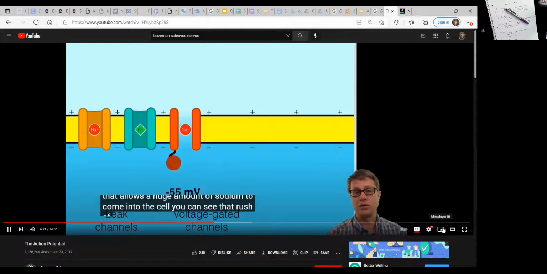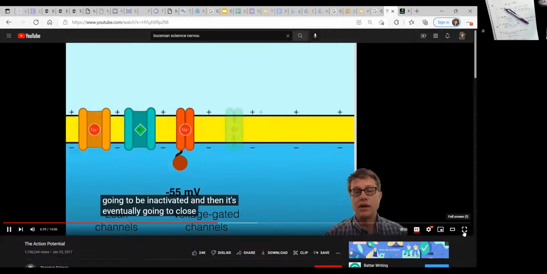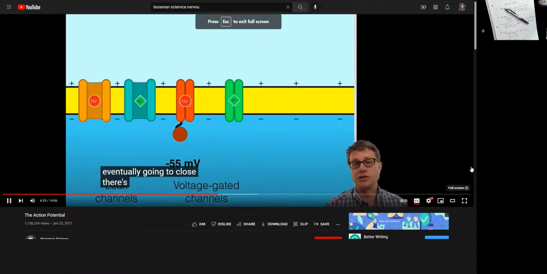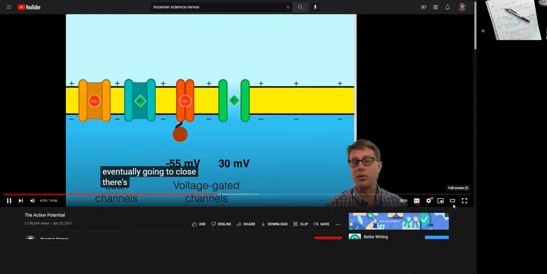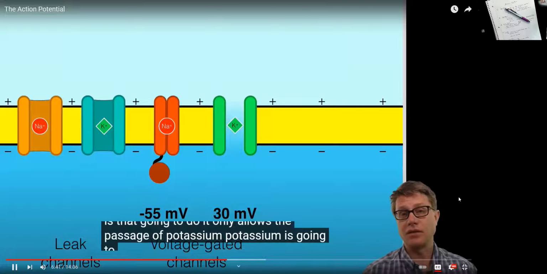You can see that rush of sodium in that simulation. Eventually, as we move away from that voltage, it's going to be inactivated, and then it's eventually going to close. There's also potassium voltage-gated channels, and they're going to open when the voltage becomes around 30 millivolts. They'll open wide open. What is that going to do? It only allows the passage of potassium.